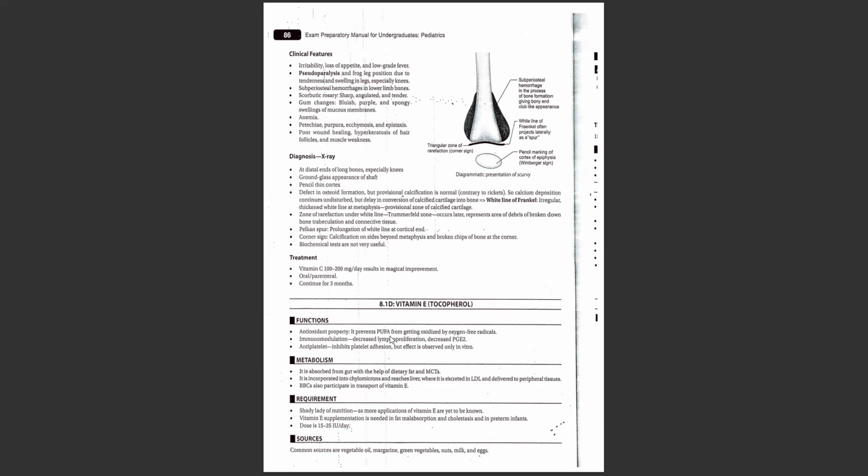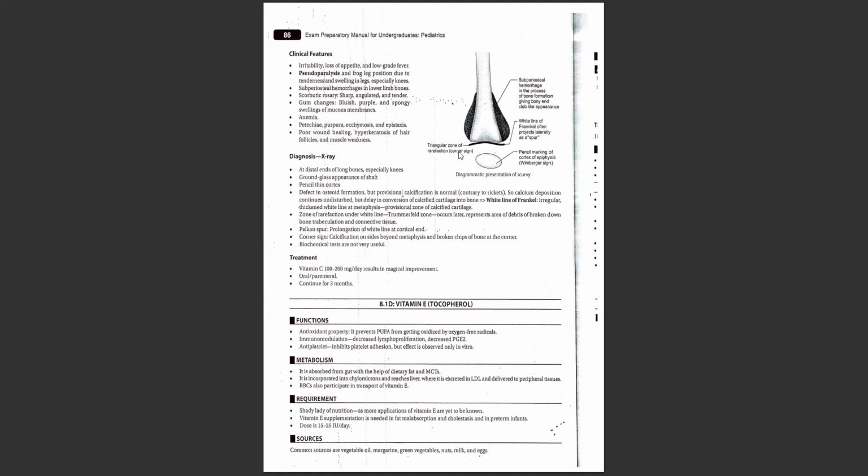This is the diagrammatic presentation of scurvy. In this picture, because of the collagen abnormality, or decreased synthesis of collagen, there will be subperiosteal hemorrhage in the process of bone formation, giving a bony, club-like appearance. Then we have the white line of Frankel, which often projects laterally as a spur.